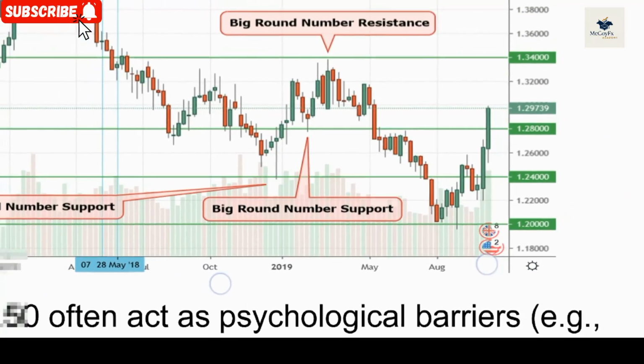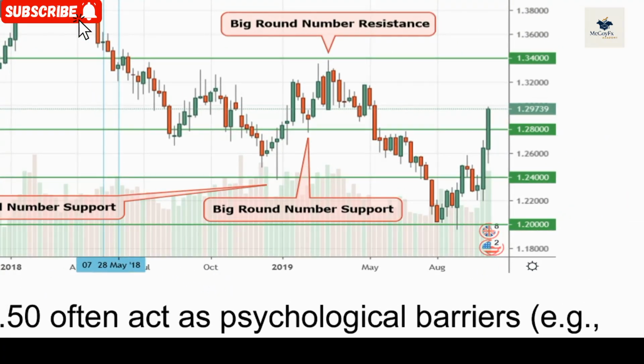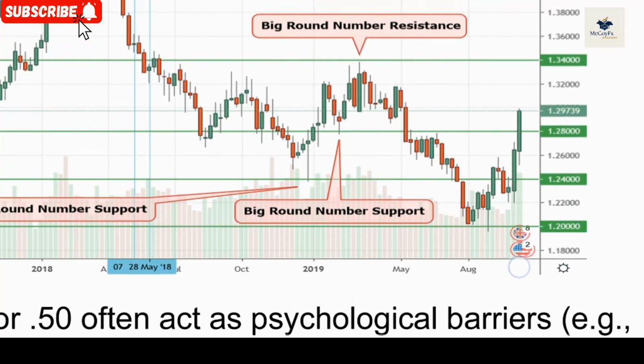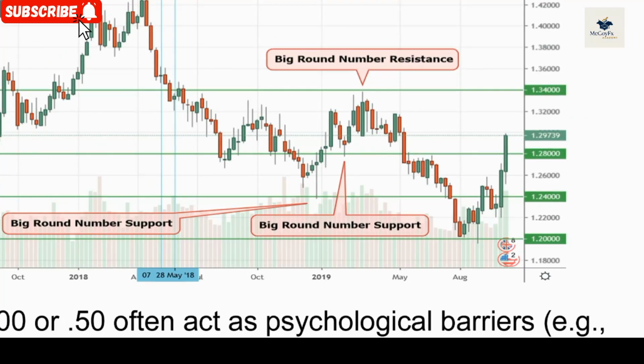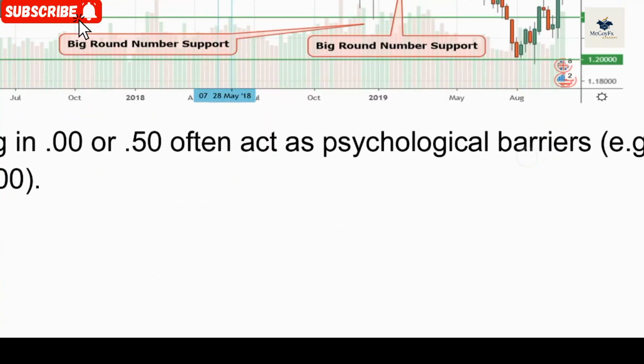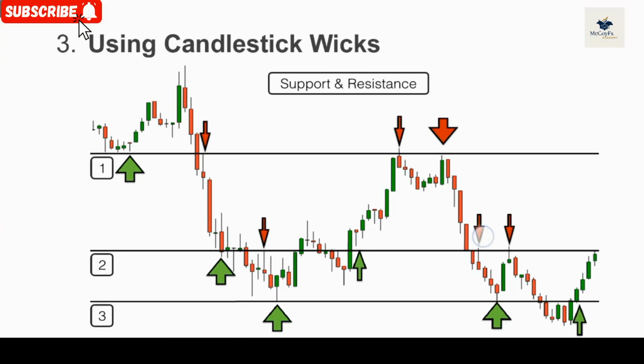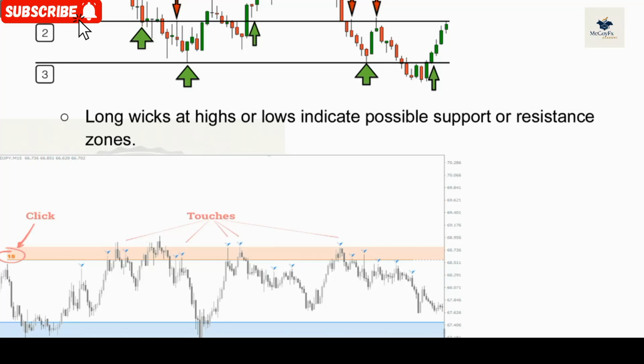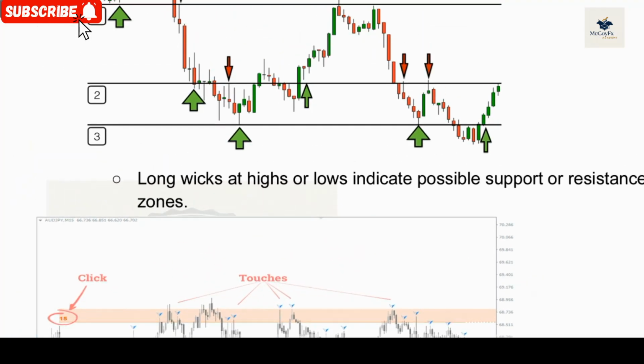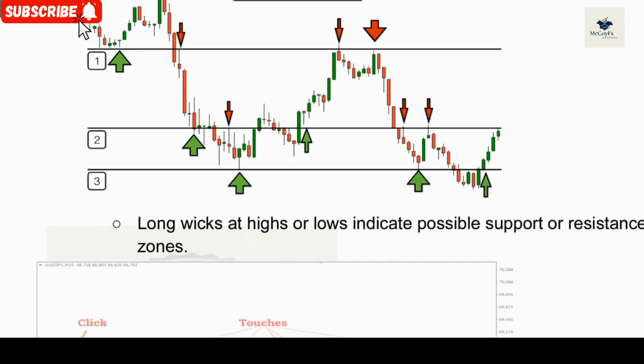So you can either use the tip of the candlesticks or use the round numbers to draw your resistance and support lines. You can as well use the candlesticks, which is what I just mentioned. Long wicks at highs or lows indicate possible support and resistance zones. Looking at the diagram, you can see.